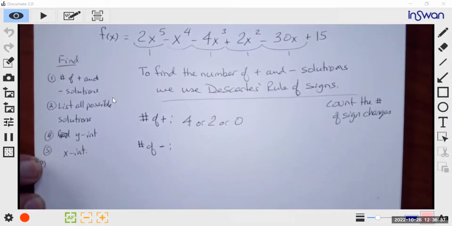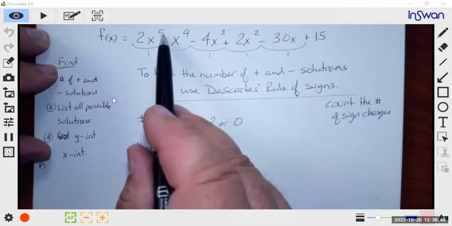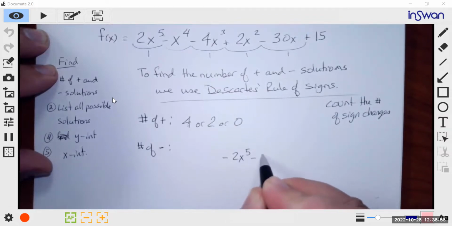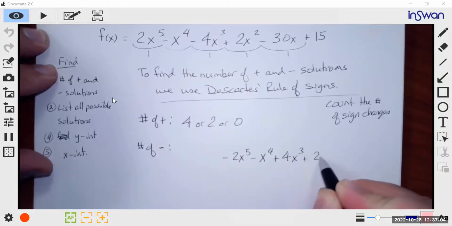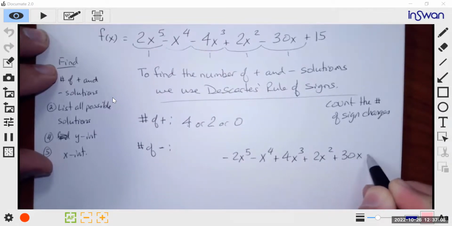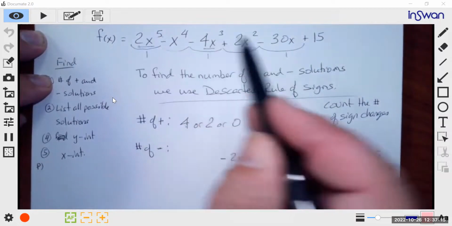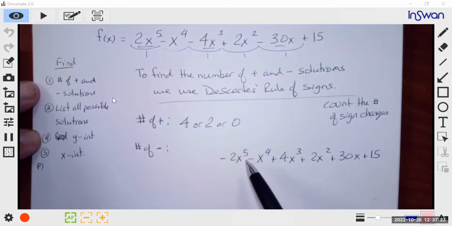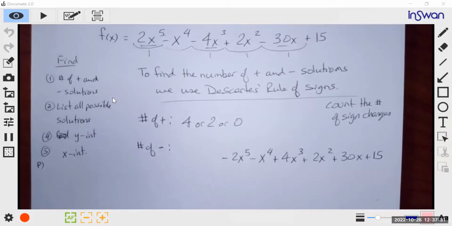The number of negative solutions. We have to first, anything that has an odd exponent, change the sign in front of it. If it's even, don't worry about it. Leave it alone. So I only change the signs in front of the odd exponents. The reason being, I have to change all the x's to negative x, and the only place that is affected is the odd exponents. Even exponents cancel out the negatives.